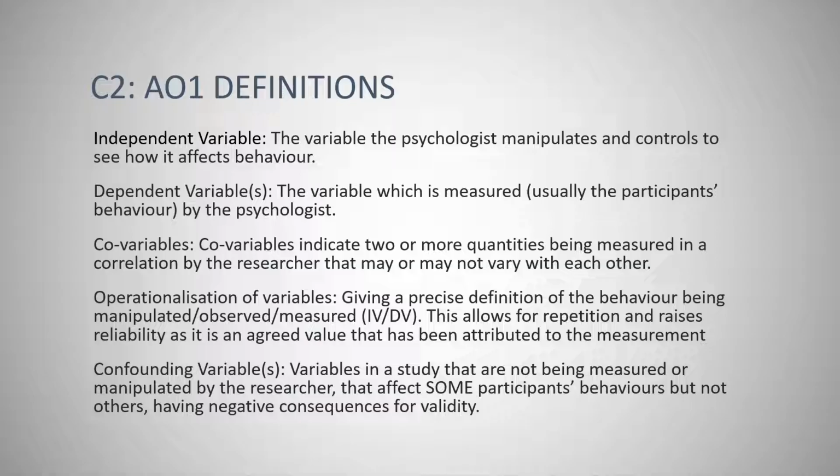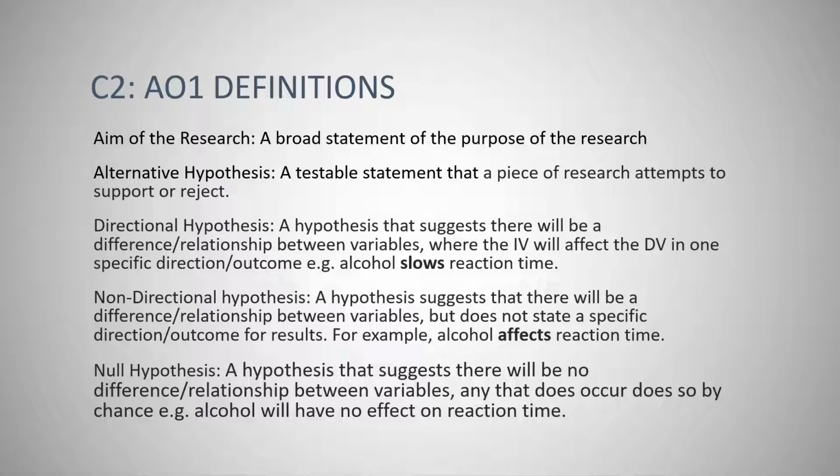So if there are confounding variables that are affecting your dependent variable, then it means that the study is not necessarily studying what it intends to. It's not the manipulation of the independent variable which is causing your results. It's outside variables that you are not accounting for and that shouldn't be affecting your results, which is why validity goes down. So the aim of the research is a broad statement of the purpose of the research.